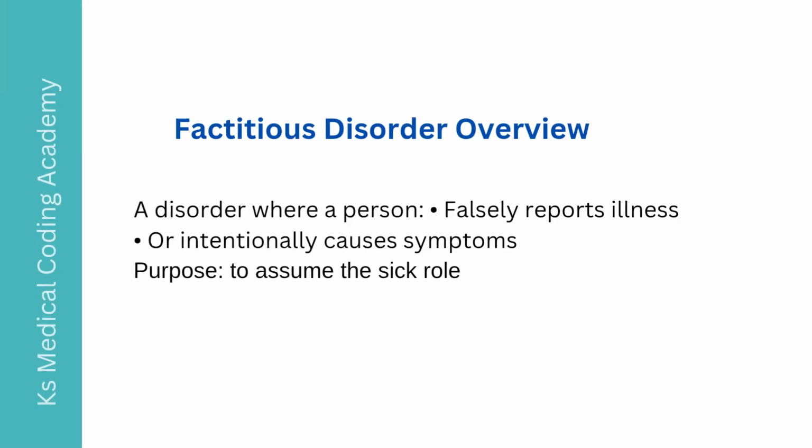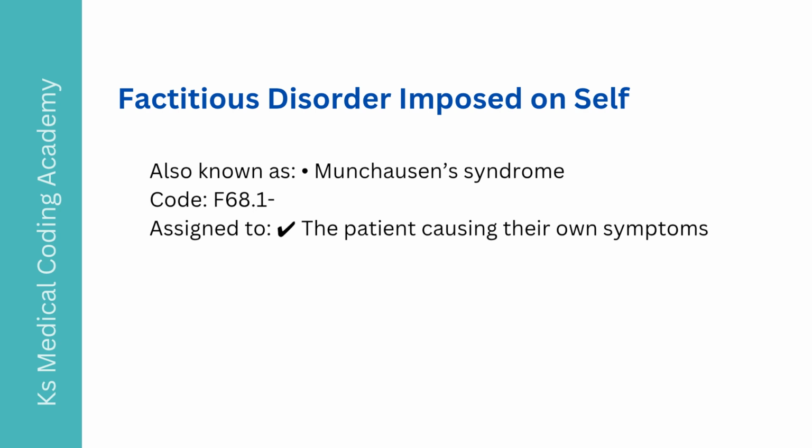Factitious disorder overview. Factitious disorder occurs when a person falsely reports illness or intentionally causes symptoms. The goal is to assume the sick role, not financial gain. Factitious disorder imposed on self, also called Munchausen syndrome. Code F68.1. This code is assigned to the patient who causes their own symptoms.